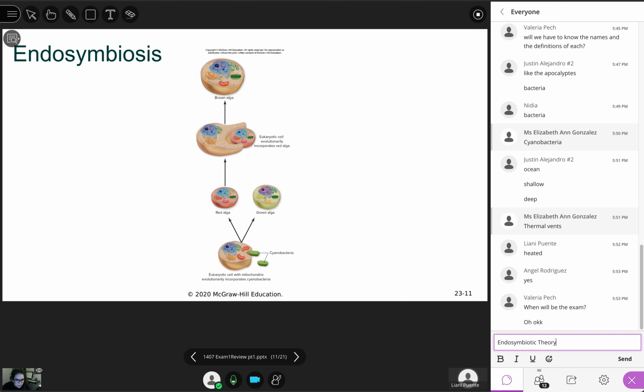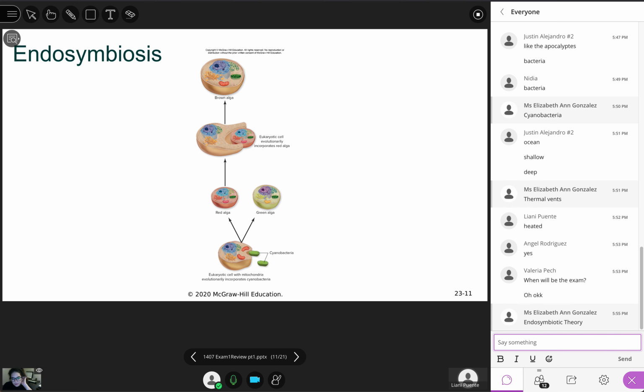Endosymbiotic theory. Let me put that in the chat. Endosymbiotic theory: the eukaryotic cell engulfed the mitochondria and the chloroplast, and now they live there permanently. So, okay.